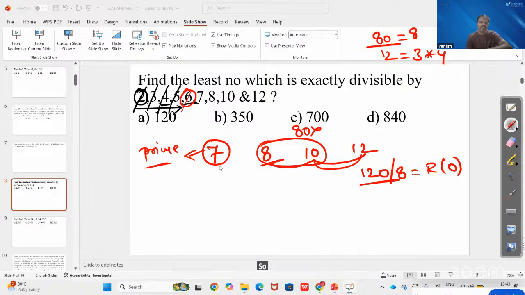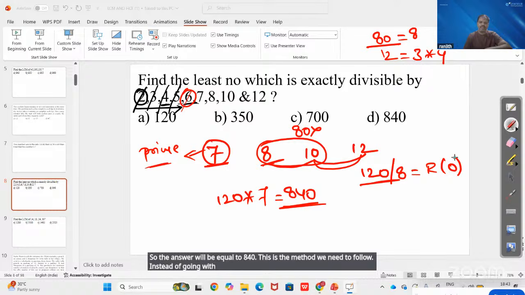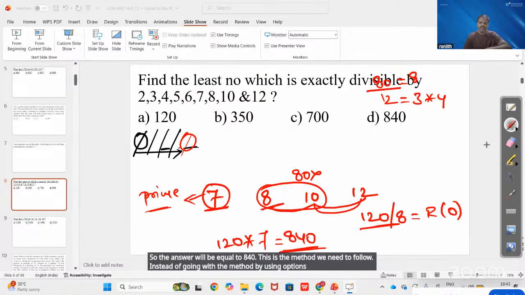So next we are left with 7. So that is 120 into 7 is equal to 840. So the answer will be equal to 840. This is the method we need to follow. Instead of going with the method, by using options also we can find out.